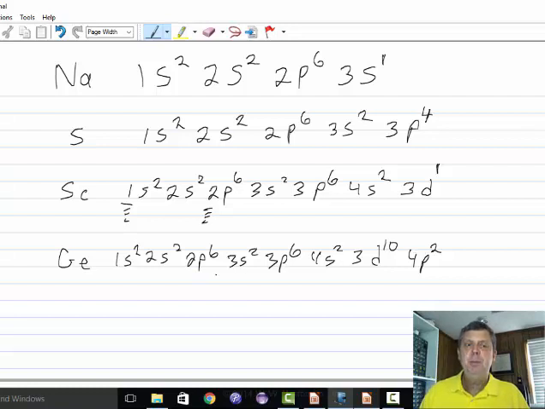Remember, every row has to be the next energy level up. And we have 2 electrons in the 4p to use all of our 32 electrons. One thing that's good to keep in mind when you're done with this is add up all the superscripts. We have 2 plus 2 plus 6 plus 2 plus 6 plus 2 plus 10 plus 2, which gives us 32. I should have 32 electrons with germanium.